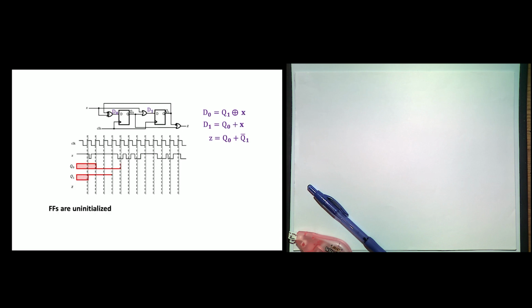Q1, what happens to Q1? Well, X is 1, so it stays 1. Okay, so it kind of revealed itself. What happens at the next clock edge? Now it goes high because X is low, but Q1 is still high. So we have a 1 XOR 0, which is 1. Okay, what happens to Q1? Goes low. Okay, what happens now to Q0? Zero.